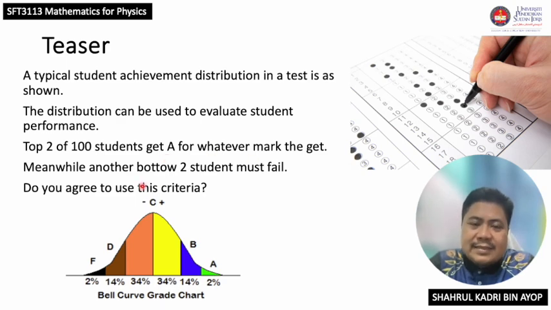Even though the highest is 70, he or she will get A if he or she is in the top 2. Meanwhile, the bottom 2 must fail, even though the mark is, for example, 50%. Since he or she is in the bottom 2, they must fail according to this criteria. Okay, do you agree with this criteria or not? So think about it.